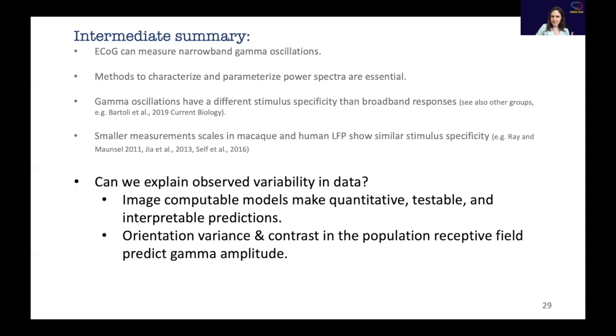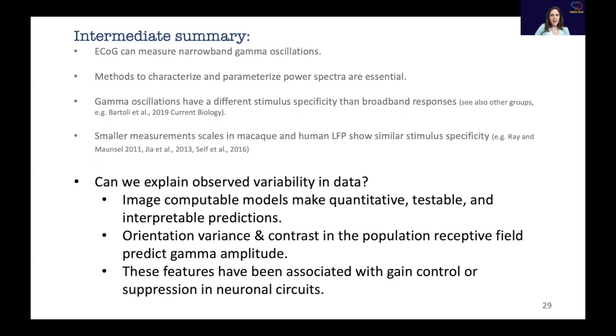And that many stimuli that we can clearly see and observe, and that result in feed-forward processing along the visual pathways, have a lower gamma. And these features, orientation variance, contrast, larger stimuli as well, have been associated with gain control or suppression in neuronal circuits. And that's quite a different interpretation for gamma oscillations and what has been proposed in the literature.